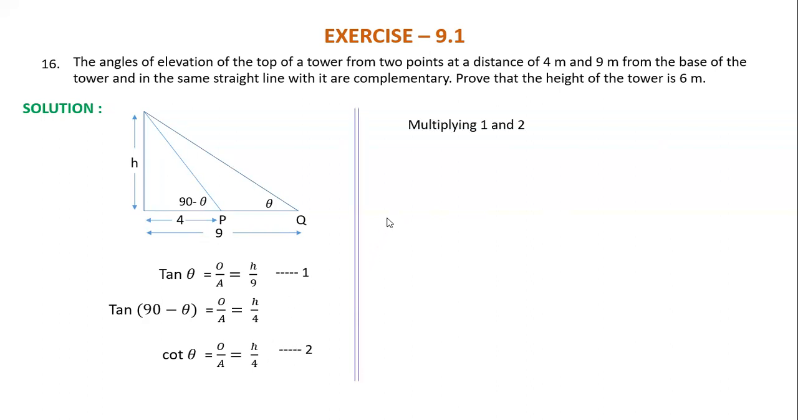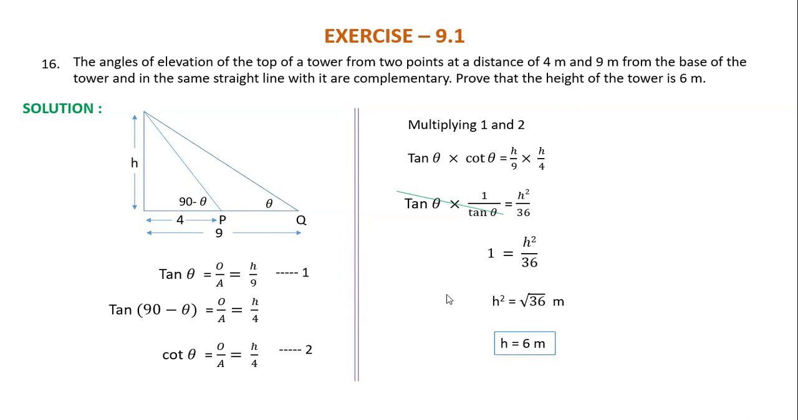Now let's multiply 1 and 2. Multiply these two equations. Tan theta into cot theta is equal to h upon 9 into h upon 4. What is cot? Cot is 1 by tan. And h into h is h square. 9 fours are 36. So 1 is equal to h square upon 36. h square is equal to 36, and h is equal to 6 meters. So the height of the tower is 6 meters.